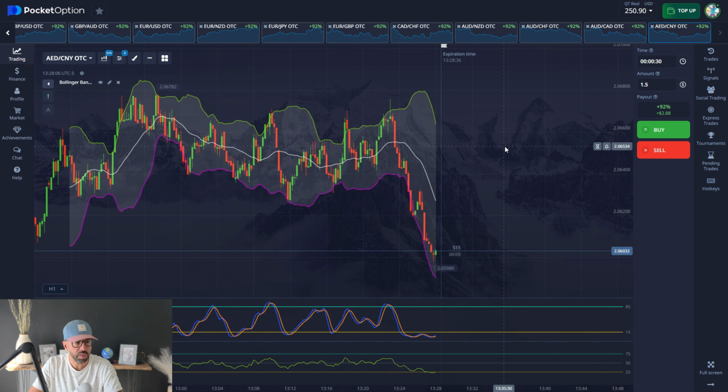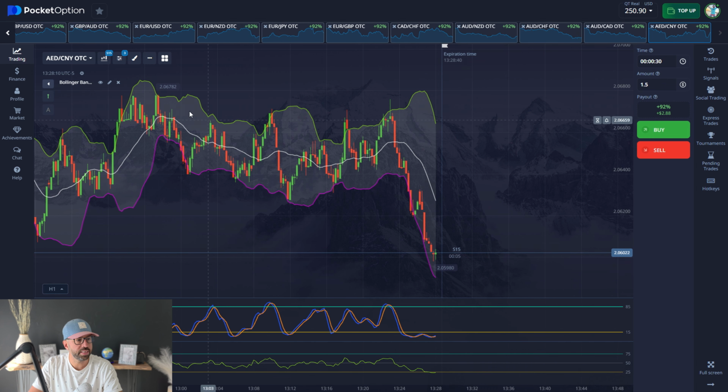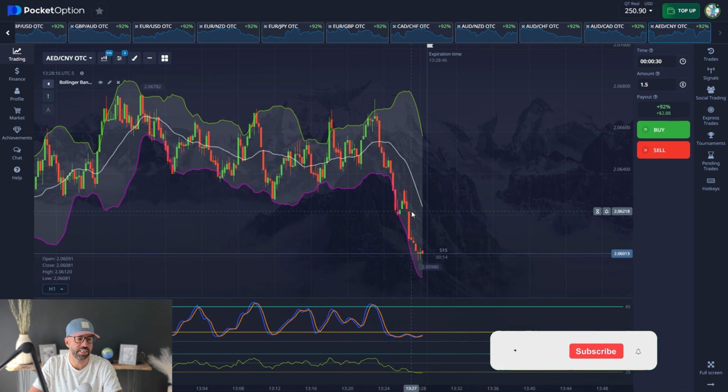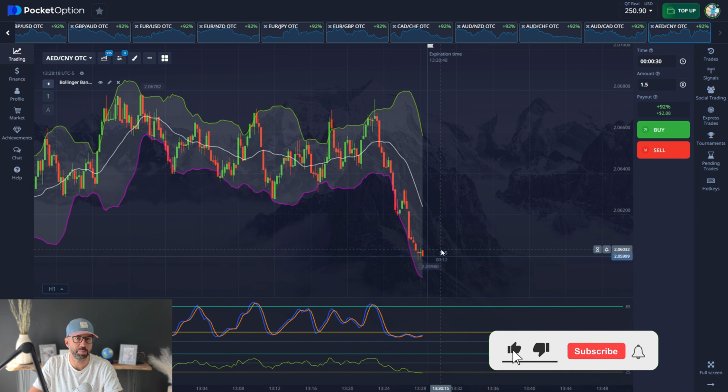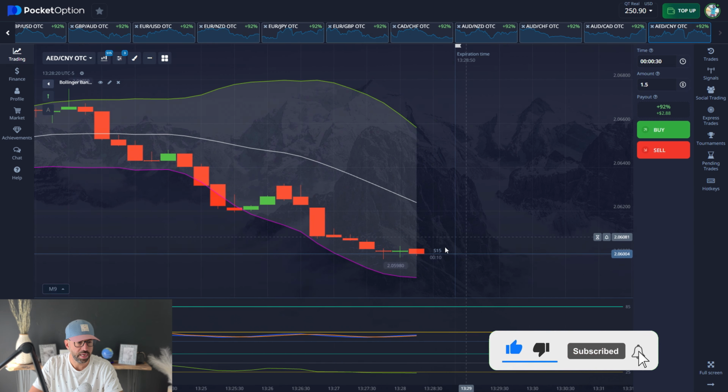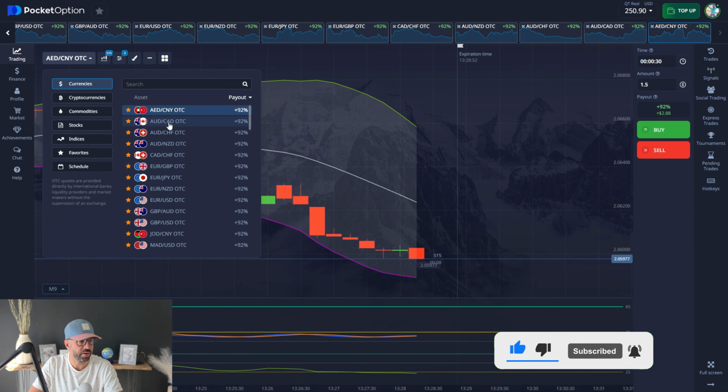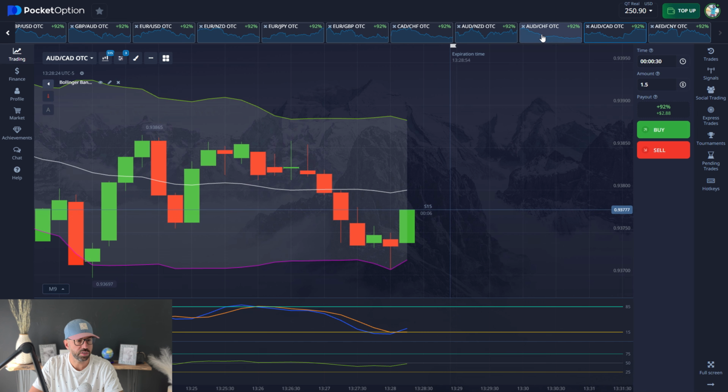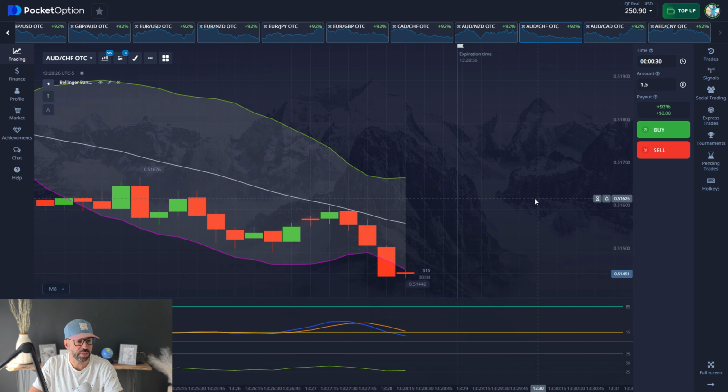So what are we looking for? How does this work? This is the Bollinger Bands, top and bottom. Our goal is to find a candlestick that closes outside the Bollinger Band. Let's see if we can find one here. See if we can just scoot across so we can see if there's one. So this closed outside the Bollinger Bands.